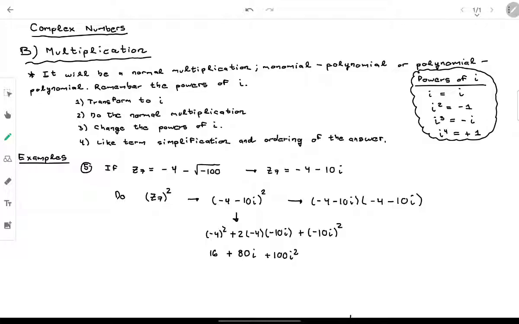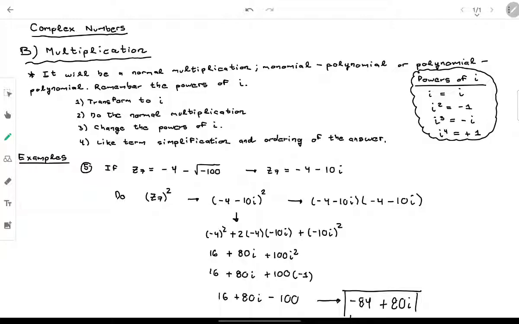So we need to change the powers of I. So it's going to be 16 plus 80i plus 100 that multiplies minus 1. 16 plus 80i minus 100. First, the real part, that it's going to be minus 84 plus 80i, and that will be my final answer. So if we have something squared, it's going to be exactly the same. We can use the special product rule, or if we do the binomial times a binomial multiplication, at the end we will have the same answer.